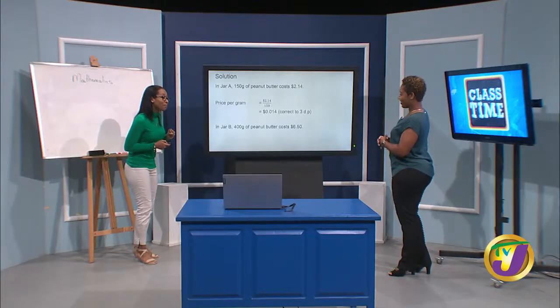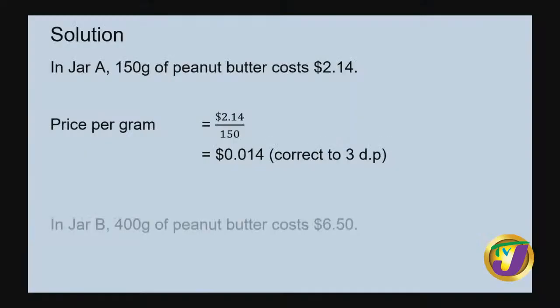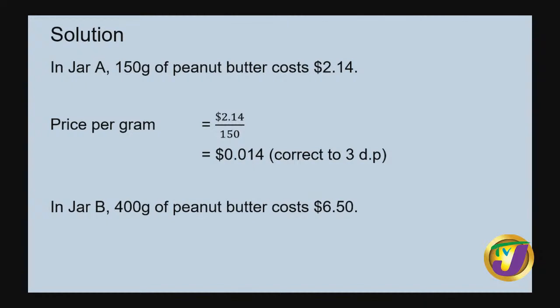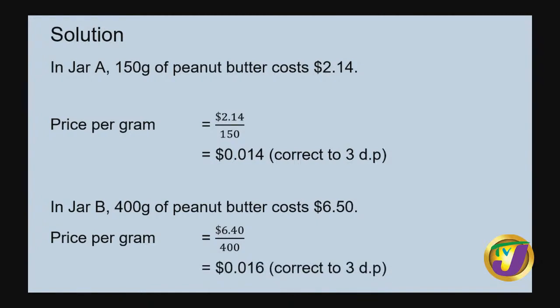Let's talk about jar B now, which was the 400 gram, the bigger jar. We're doing the same process now. We need to figure out the price per gram of this one, which is $0.016, correct to 3 decimal places.